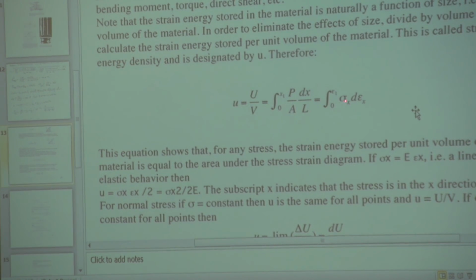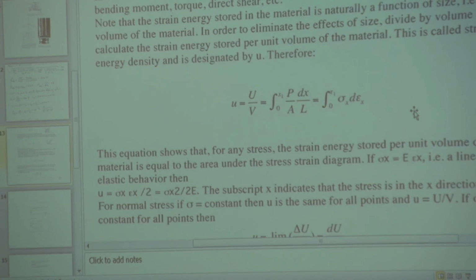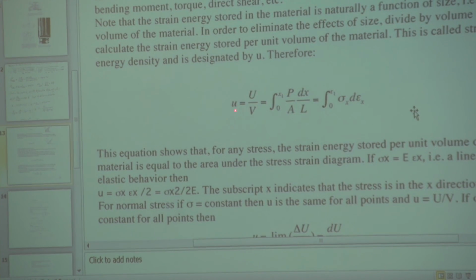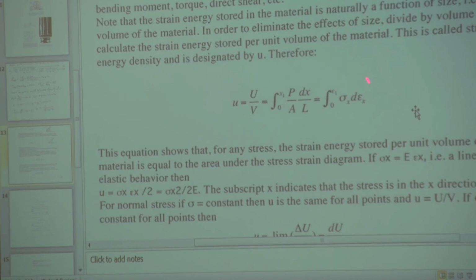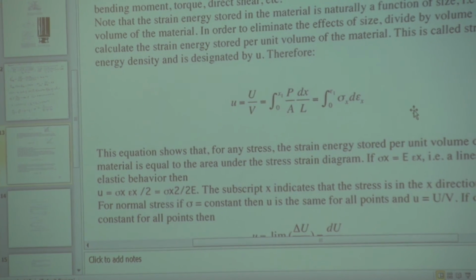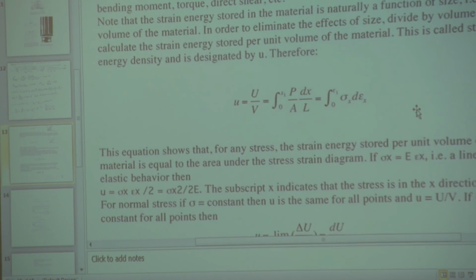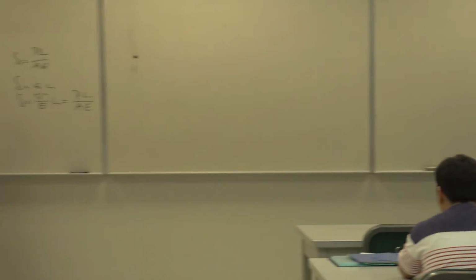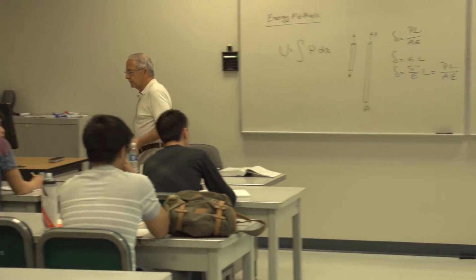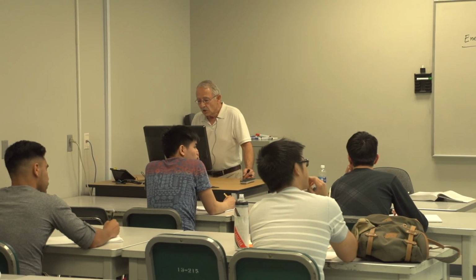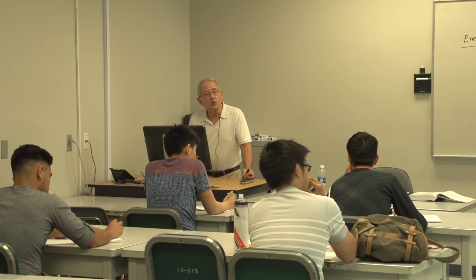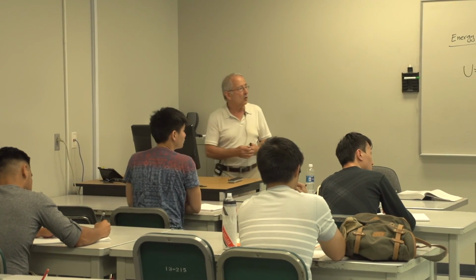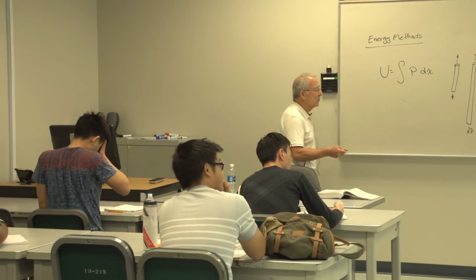P over A gives you sigma. The x over L will give you d epsilon x, the increment of strain. Therefore, the strain energy density is the area under the stress-strain diagram, to whatever strain you are creating in the material. That's a general equation, and it's valid whether or not the material is acting linearly elastically. You just substitute for sigma x whatever the function is.